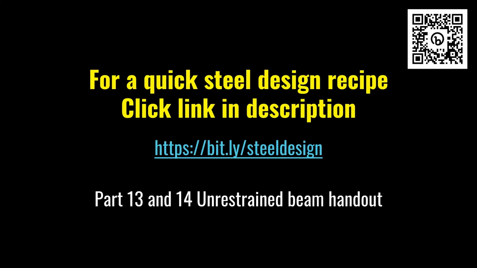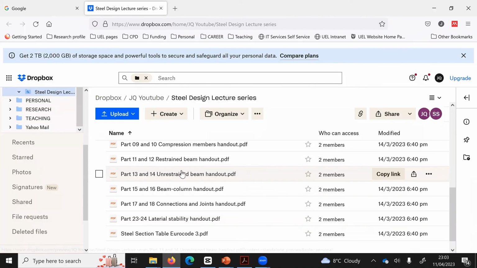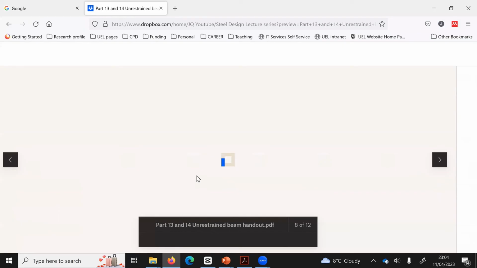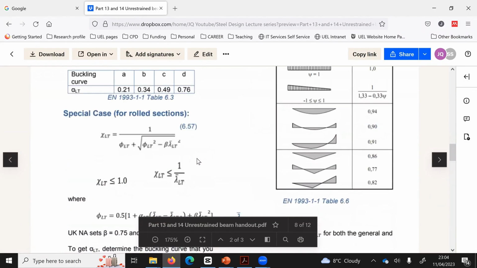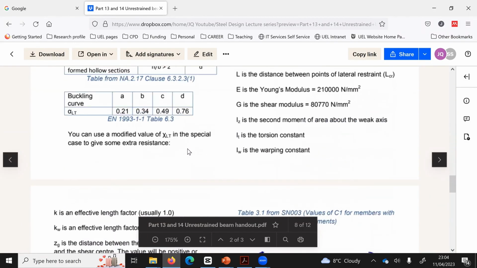All design formulas that I have discussed in this lecture can be found in this link, bit.ly/steeldesign. Simply, no sign in is required. Simply click on this part 1314, unrestrained beam. The yield strength, LTB resistance, reduction factor, everything is included in here.